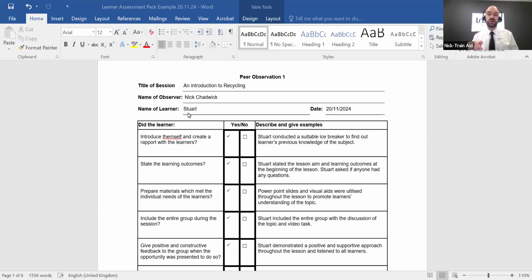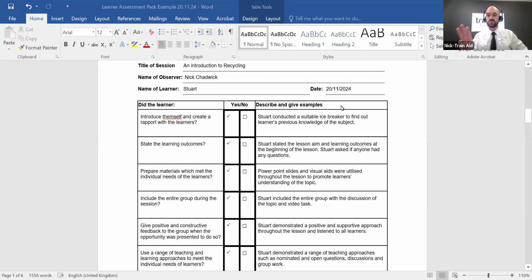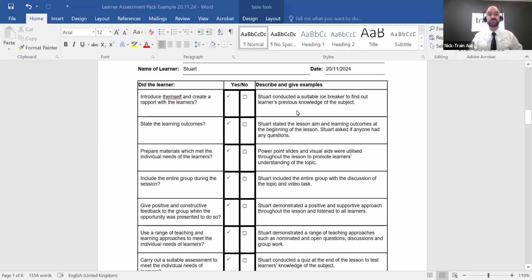So Stuart was the learner. He was conducting a micro teach lesson on an introduction to recycling as well. And also please put the date in there. So hopefully this is nice and easy and straightforward to follow as well. So just remember, you have to complete 3 of these on your micro teach day.